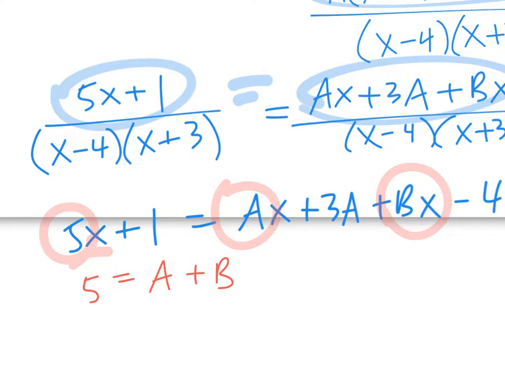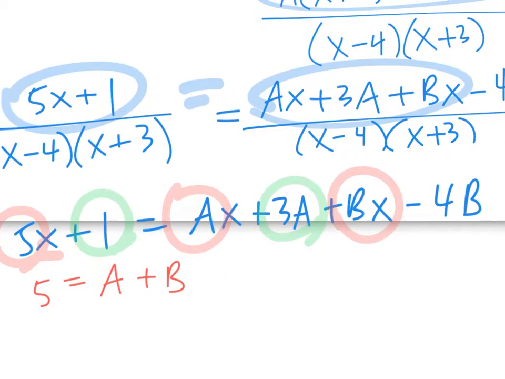Constant, the 1. 1 has to equal on the right-hand side whatever doesn't have an x next to it, which is the 3a and the minus 4b.